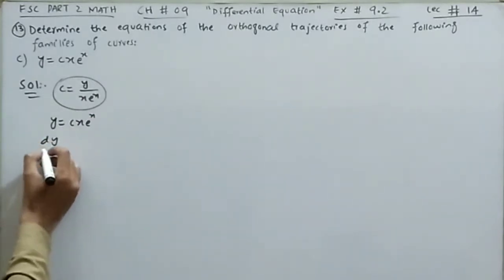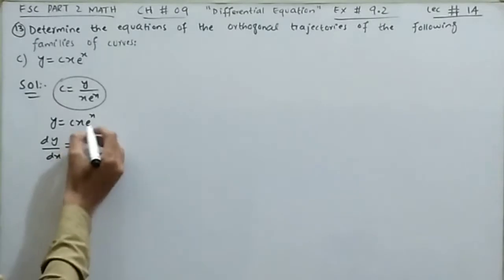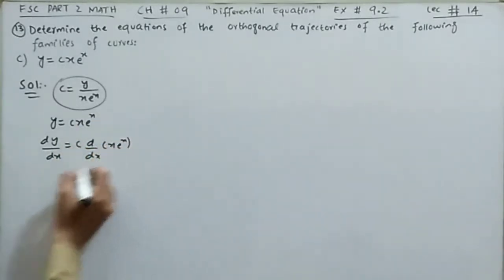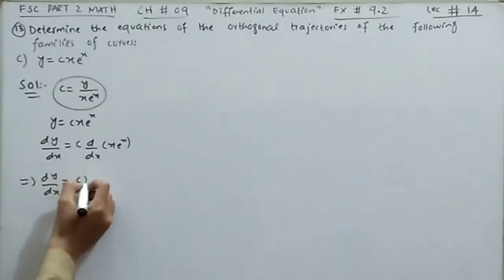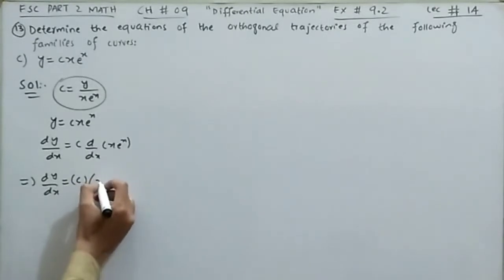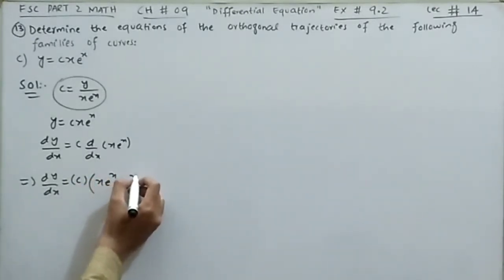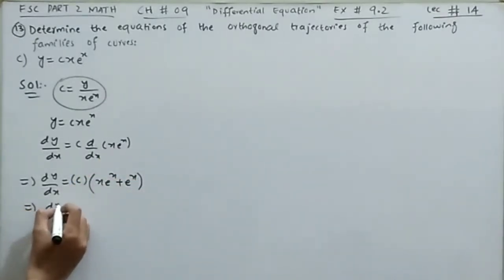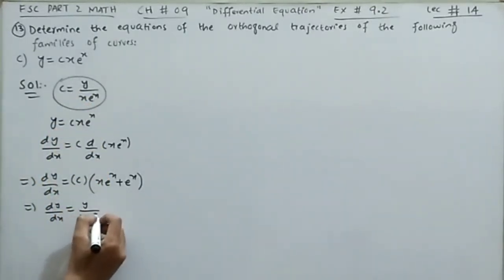Taking the derivative of both sides with respect to x. So dy by dx on this side, c is a constant, taking the derivative of x into e power x. So dy by dx will be equal to c, using the product rule: x times the derivative of the second function, e power x, plus the second function e power x times the derivative of the first, which is 1. The required dy by dx will be, c is actually y over x e power x, put it here.